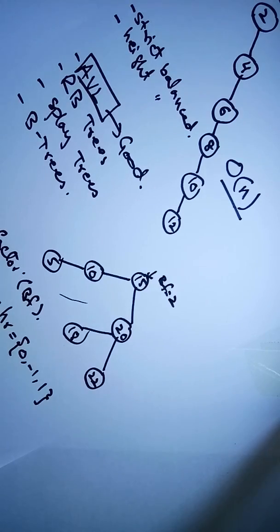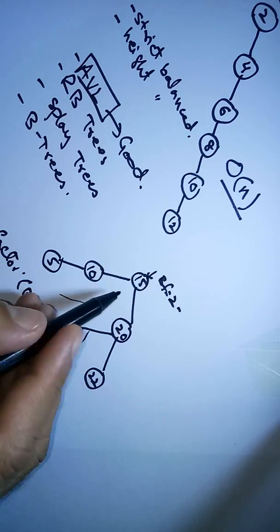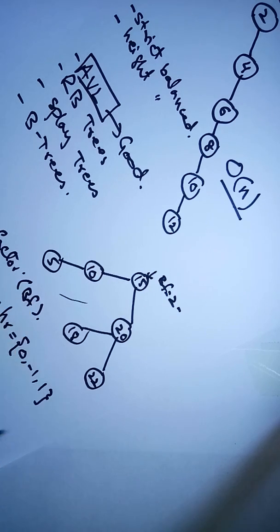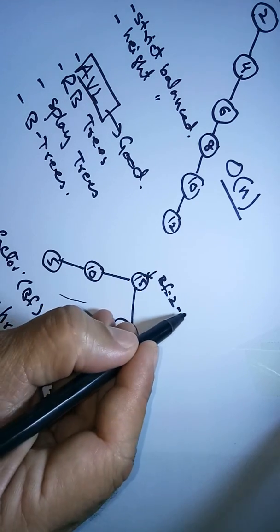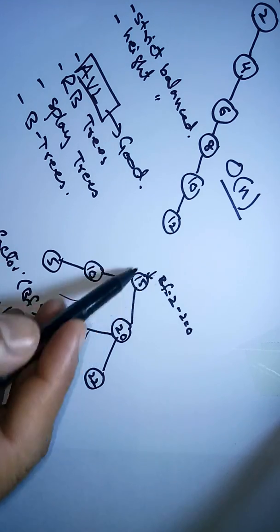That's the height of the left subtree, minus the height of the right subtree, right? So count the longest path from that node to the leaf node. So number of edges 1, 2. So either way this is 2. So that is 2 minus 2, that is 0. So it's perfectly balanced. Fine. It's an AVL tree as per this node.